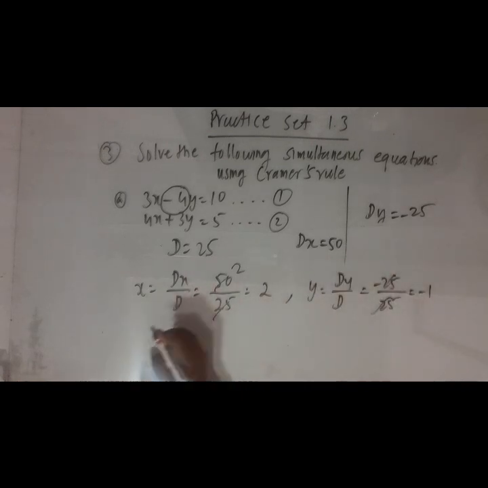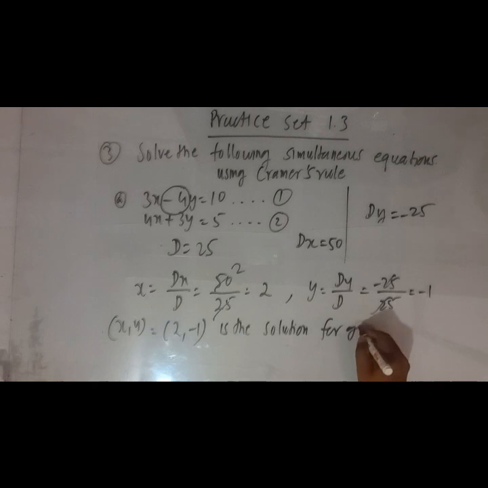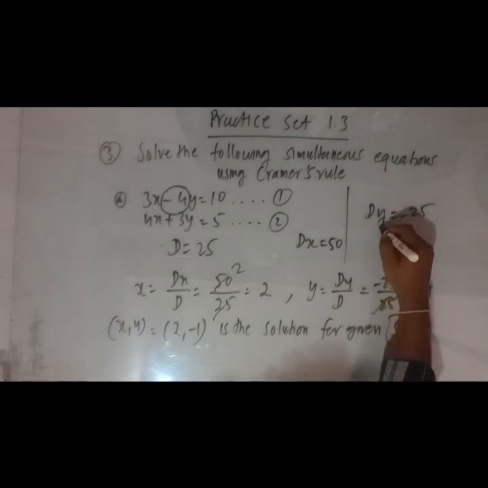So you can write it this way, x comma y is going to be (2, minus 1). This is the solution for the given simultaneous equations. So this way you can solve this equation. Now let us go for the second question. The same way you have to solve the second question also.